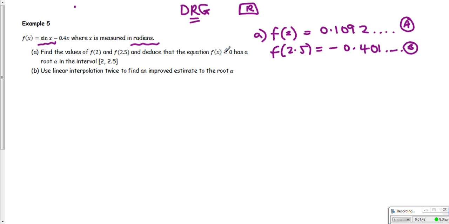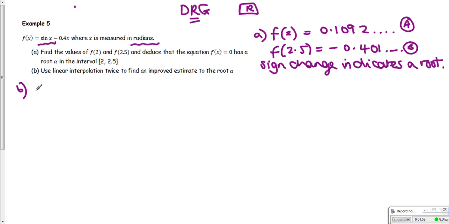So it says, deduce the equation has a root. Well, we know that it is the sign change that indicates the root. And you must write that sentence. You get a mark for writing those words. Okay, let's have a look at part B.